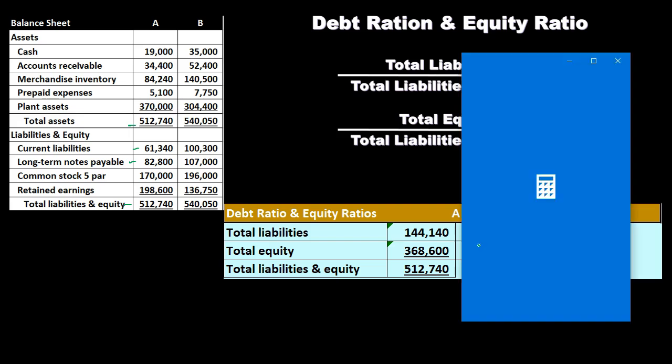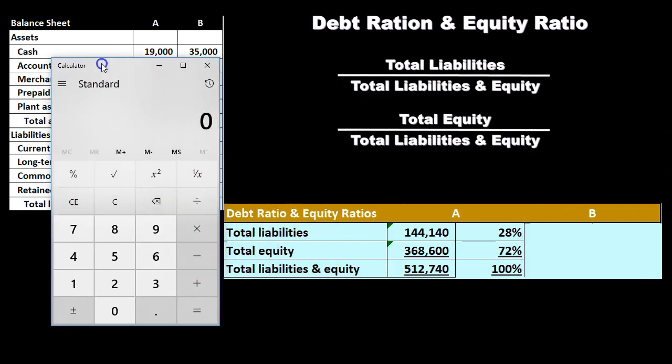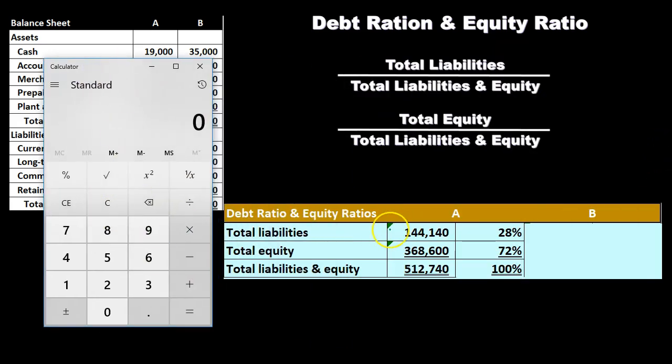In other words, we can take each of these components and compare it to the total, or the 144,140 divided by the total of 512,740, and that gives us a 28%. And then on the equity side, we take the 368,600 divided by the total 512,740, and that's going to give us the 72% about. And of course, those two add up to the 100%.